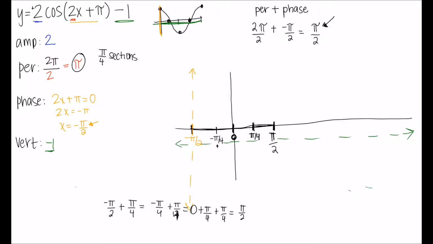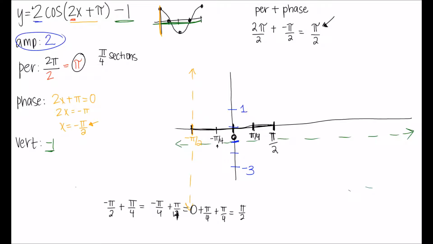Okay, so now the hard part's over. All we have to do now is adjust our amplitude really quickly. So amplitude was 2. From the vertical shift, we go up 1, 2. So our max is going to happen at 1. And from the vertical shift, we go down 2. So our min is going to happen at negative 3.